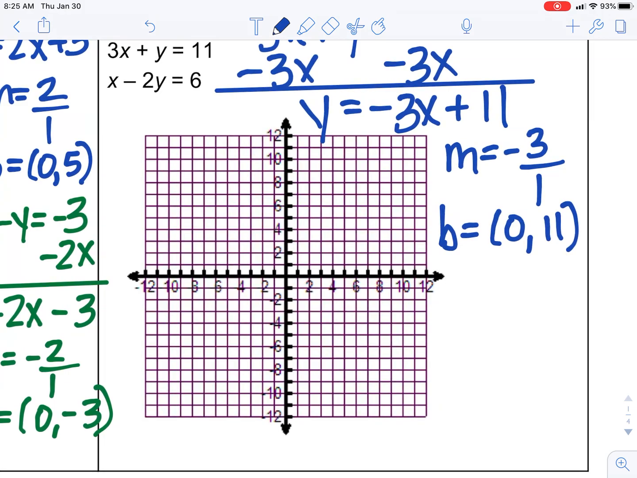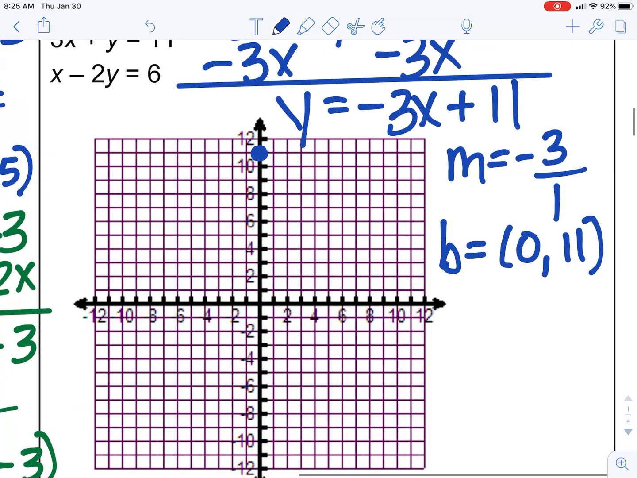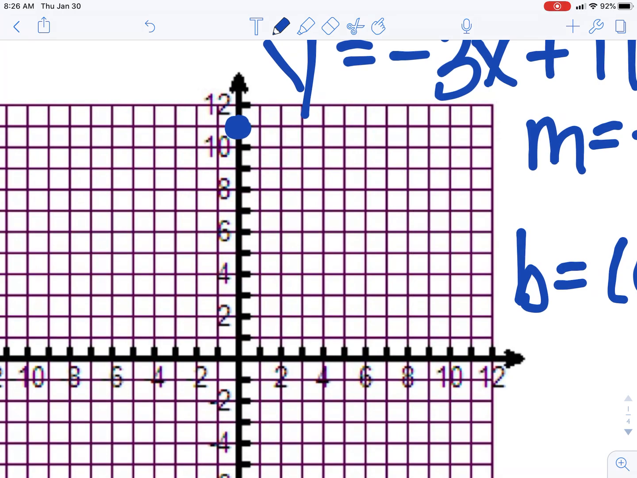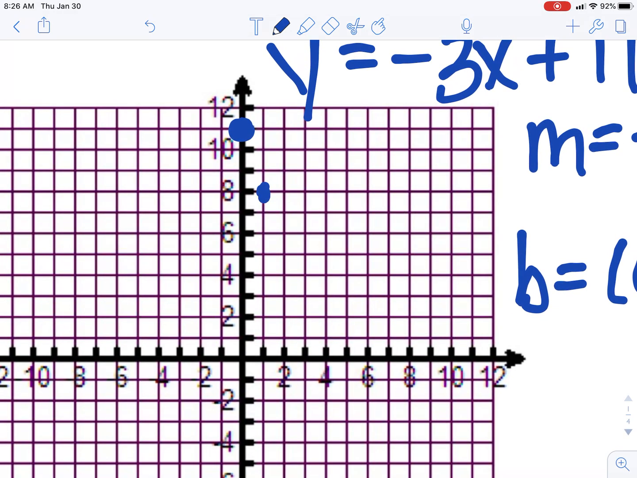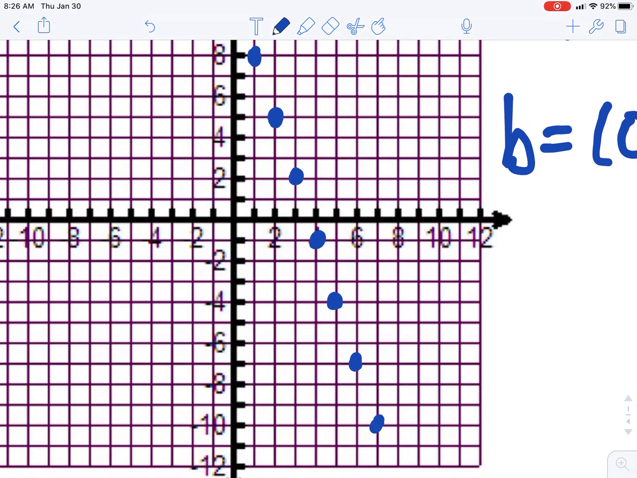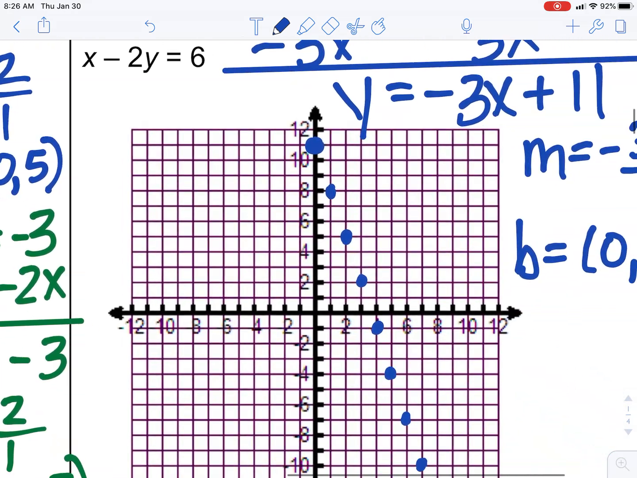I'm going to place that on my graph. So 0, 11 is right up here at the top of the y-axis. And my slope is going to go down 3 and right 1. When I go down 3 and right 1, I'm going to carry that all the way through my graph until I get to the very bottom. I'm going to connect all of my coordinate points.